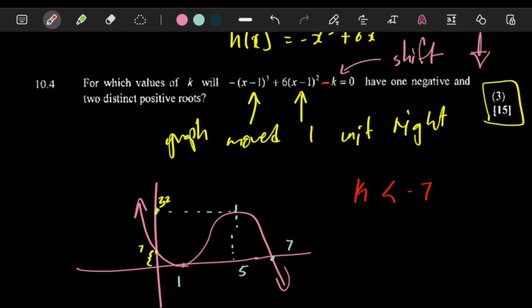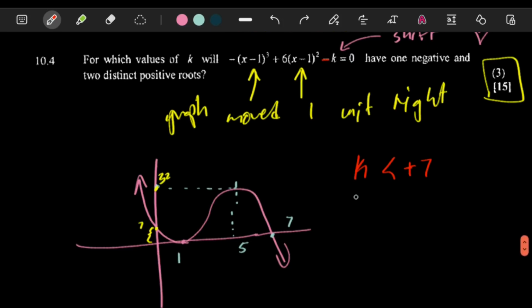Oh yeah, but then we need to move it down. So let's say k has to be bigger than positive 7, because if k is bigger than positive 7, it means that if k is like 8, then you'd be moving your graph 8 units downwards. If you move your graph 8 units downwards, it will look like this, where it will have 2 x-intercepts that are positive, and then one of them is negative over there. So as long as k is bigger than 7, it will qualify, but then k needs to be smaller than 32.